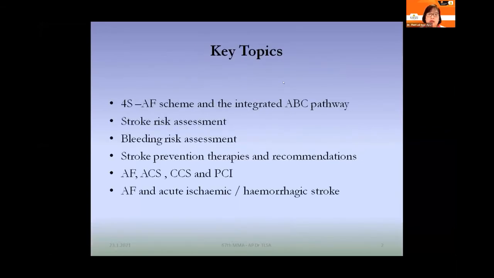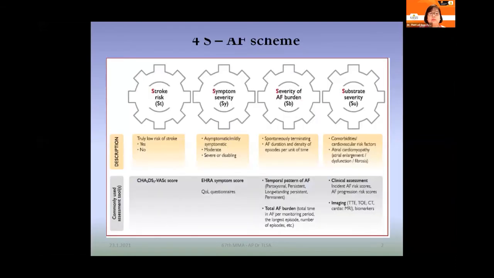The key topics I will be talking about are the 4S-AF scheme and the integrated ABC pathway, stroke risk assessment, bleeding risk assessment, stroke prevention therapies and recommendations, how to deal with anticoagulation for AF in acute coronary syndrome, chronic coronary syndrome, and for patients who underwent percutaneous coronary intervention, and stroke prevention for recurrent attacks in AF patients.